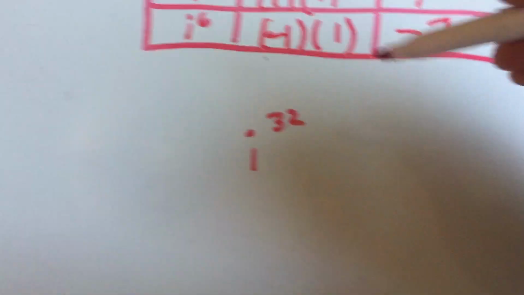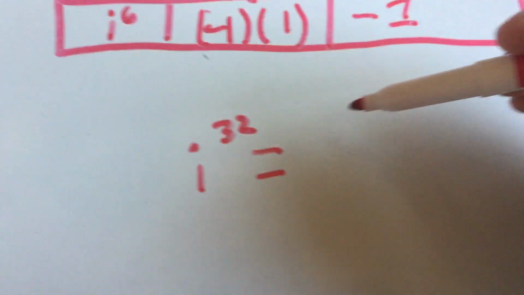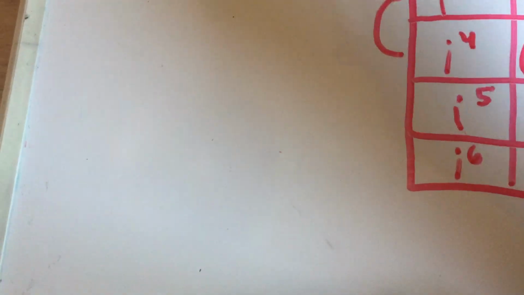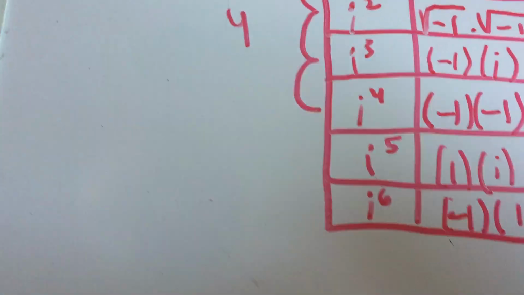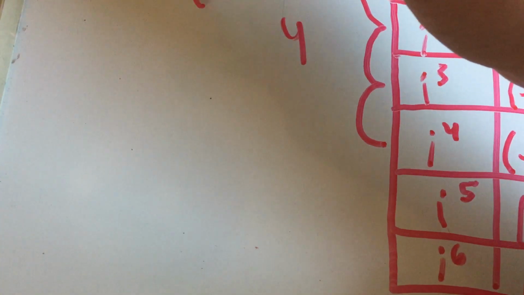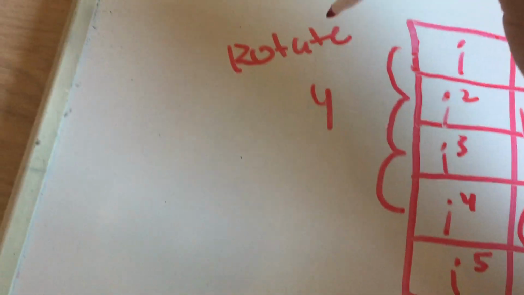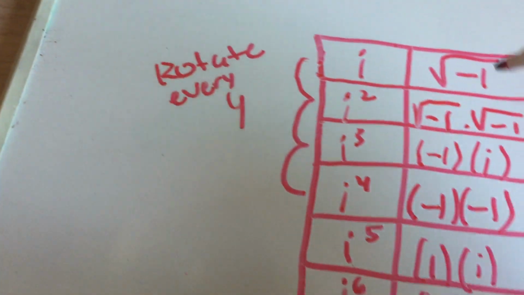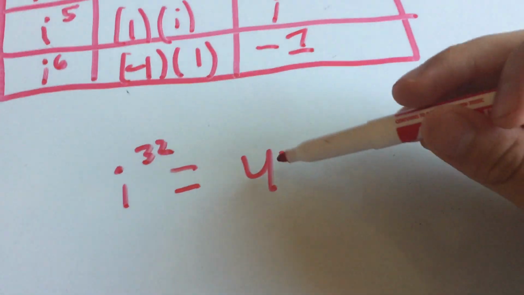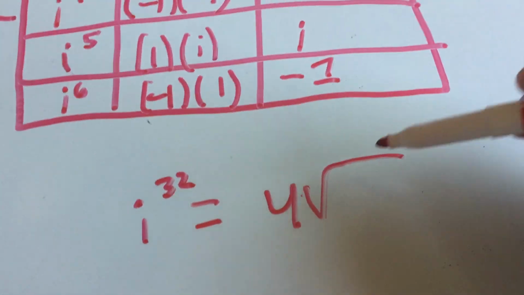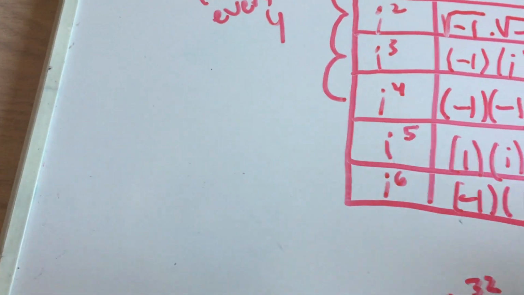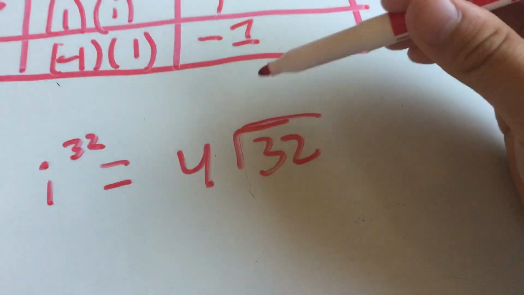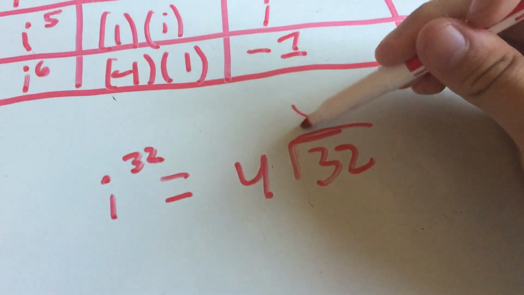So if i to the 32, if you want to find out, probably put 4 there. It rotates every 4 actually. Does that make sense to you guys? Rotates every 4. So that's why we divide by 4. 32 divided by 4 gives you 8.